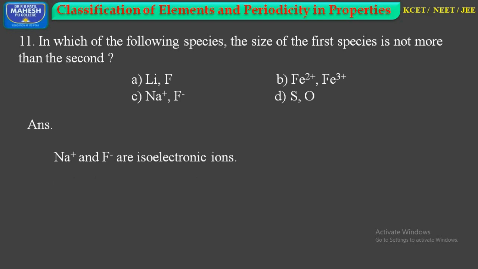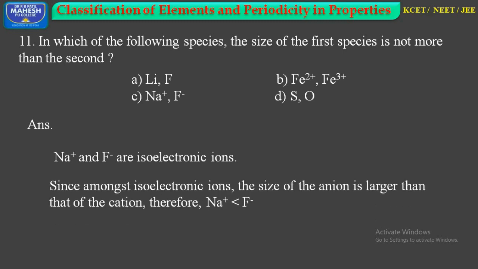Since amongst isoelectronic ions, the size of the anion is larger than that of the cation, therefore, sodium cation has got smaller size compared to that of fluoride anion. So with this, the right answer is option C, sodium cation and fluoride anion.